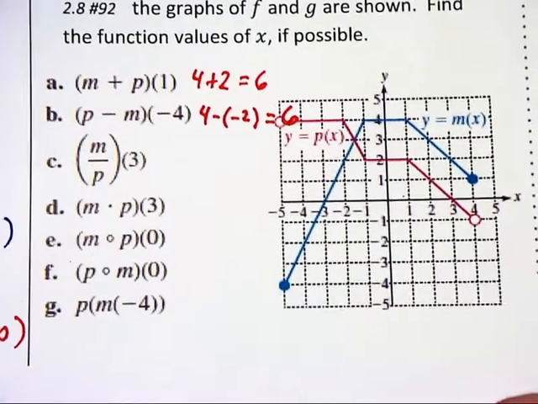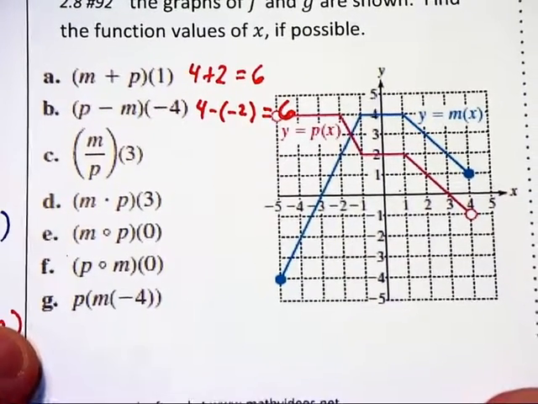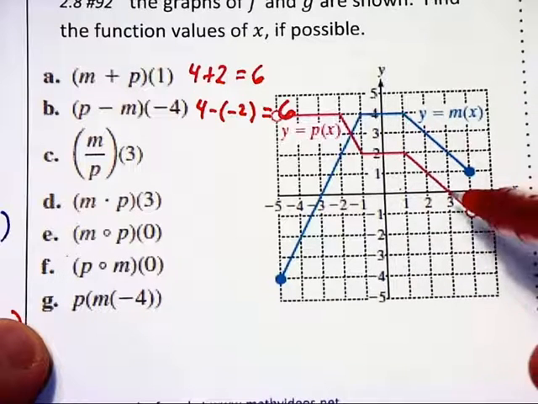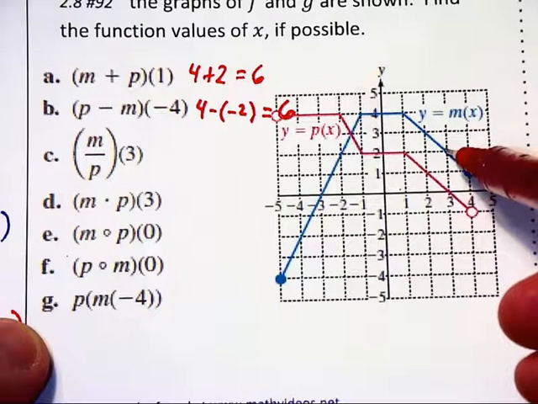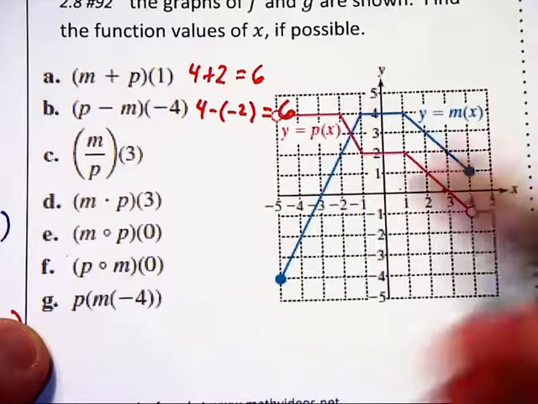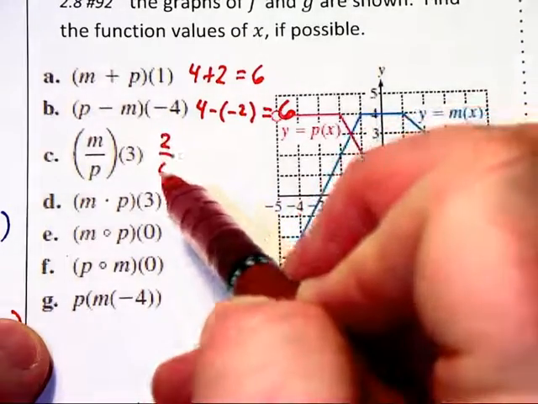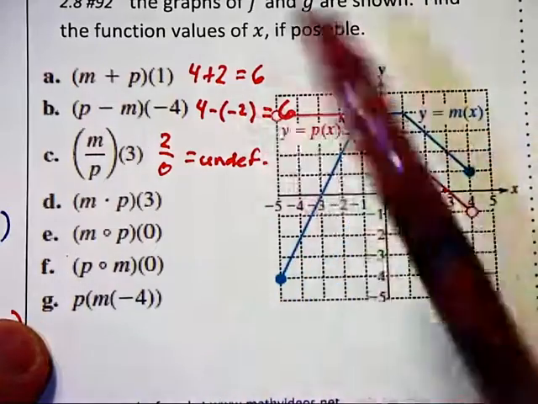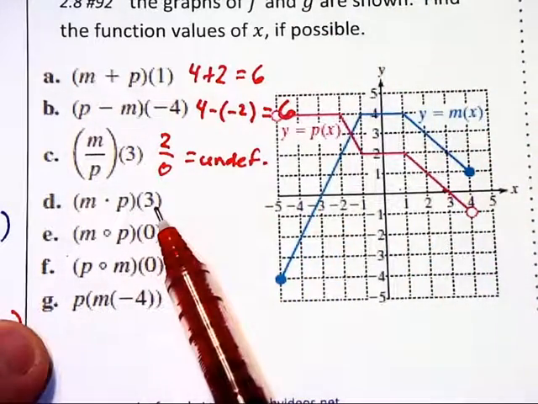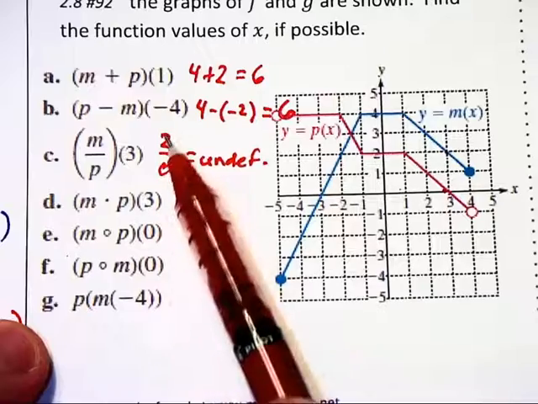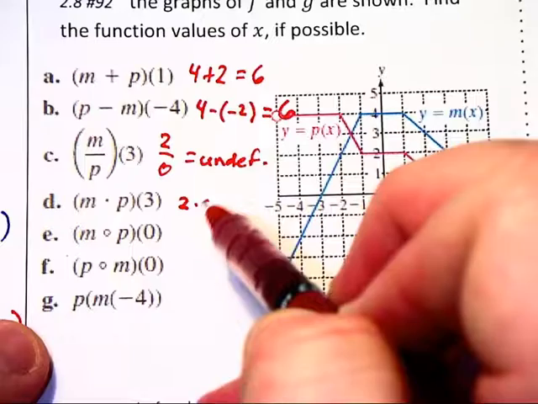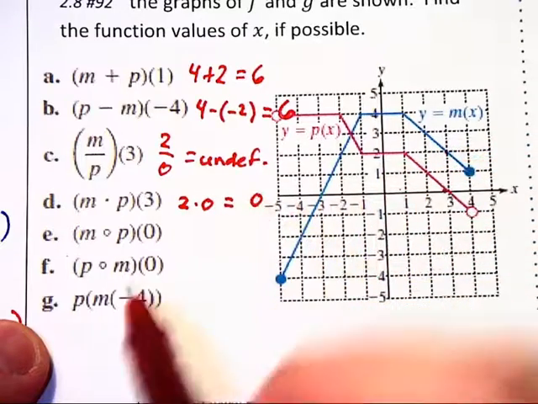For part C, m over p, that'll be blue over red of 3. That'll be height of 2 over height of 0, so 2 over 0 equals undefined. Part D, m times p of 3, well, that'll be 2 times 0, because we've already found those values out in part C, and that will equal 0.